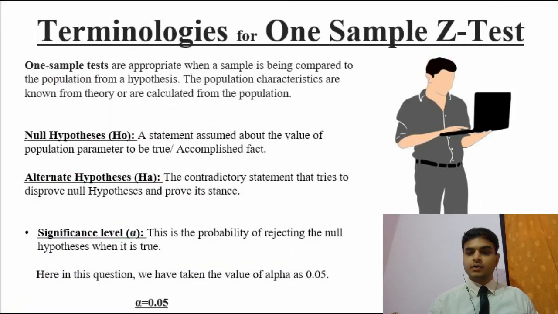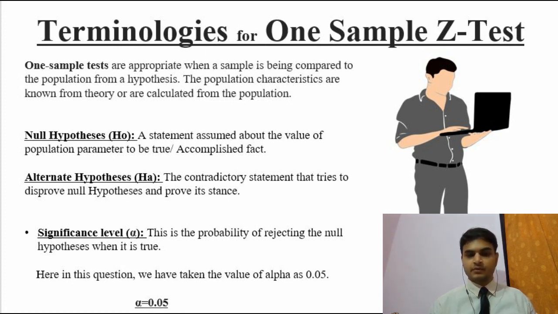We'll be learning about the terminologies for one sample z-test. One sample tests are appropriate when a sample is being compared to the population from a hypothesis. The population characteristics are known from the theory or are calculated from the population. We have a few terms that are very important here.